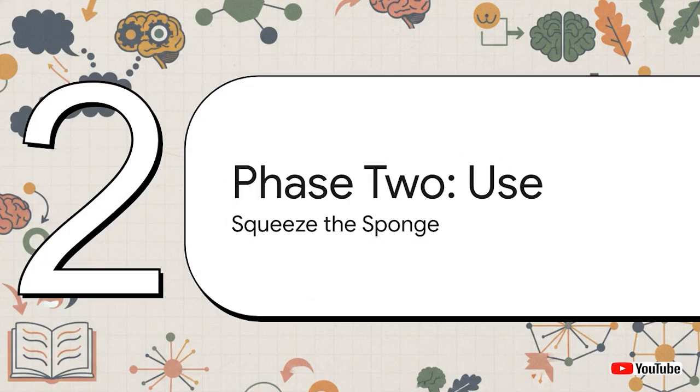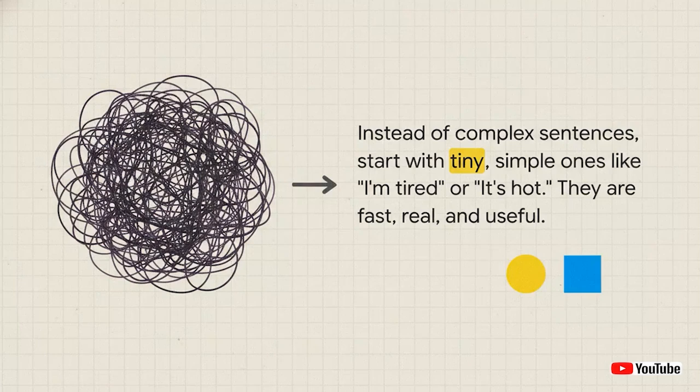Okay, so your sponge is starting to get nice and full with all this English input. So now, it's time for phase 2. This is the part so many people skip: actually using the language. It's time to squeeze the sponge. And look, you do not have to start with some big, perfect speech. The whole key is to start with tiny, simple sentences about what's right in front of you. Don't worry about being complex, just be real.